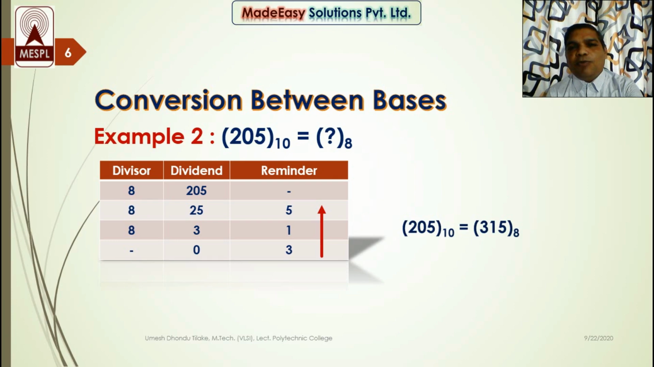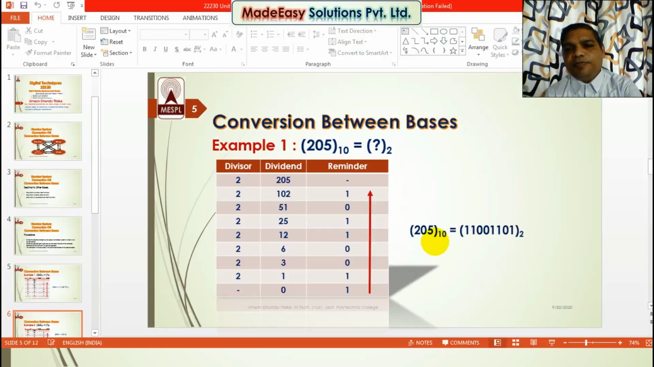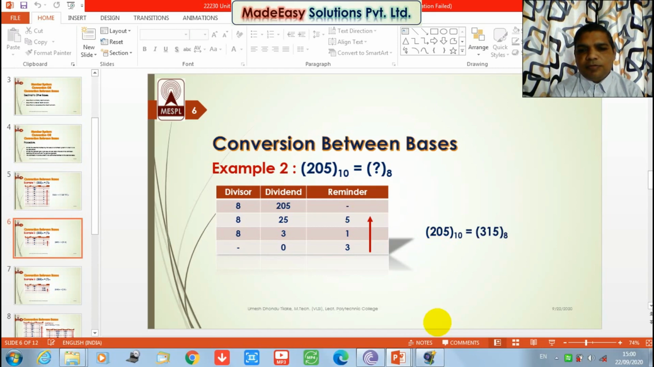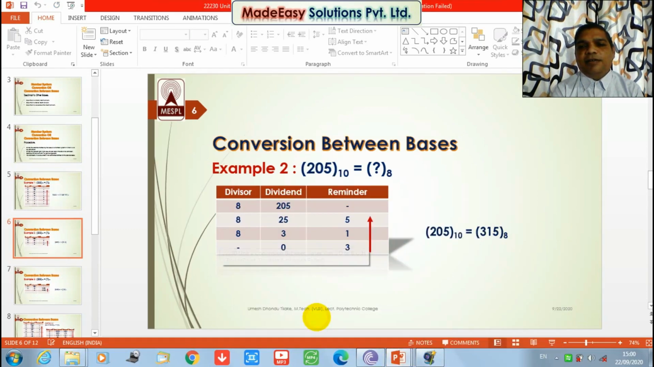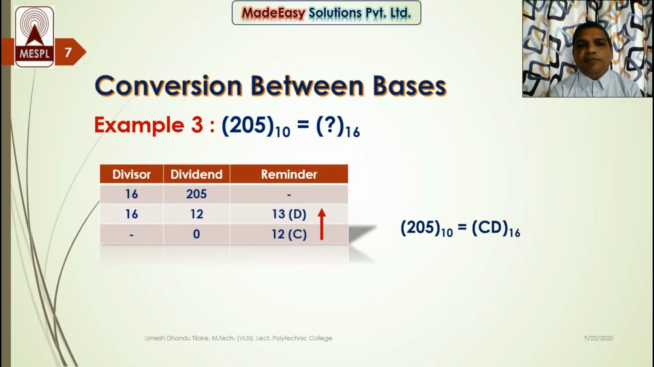Let's check what we had considered in the previous video. See here, we had converted 315 which was in octal into decimal. We got the answer 205 in decimal. Now here we had converted 205 into octal, so we have got the same number. Purposely I have taken these numbers so that you can verify that the conversion methods are correct. Now let's move toward our next example.